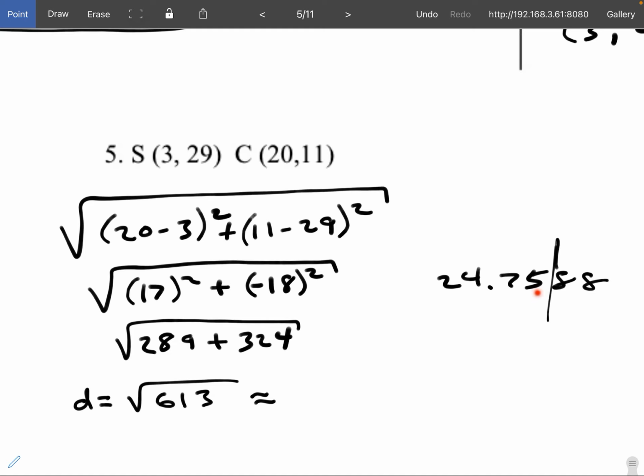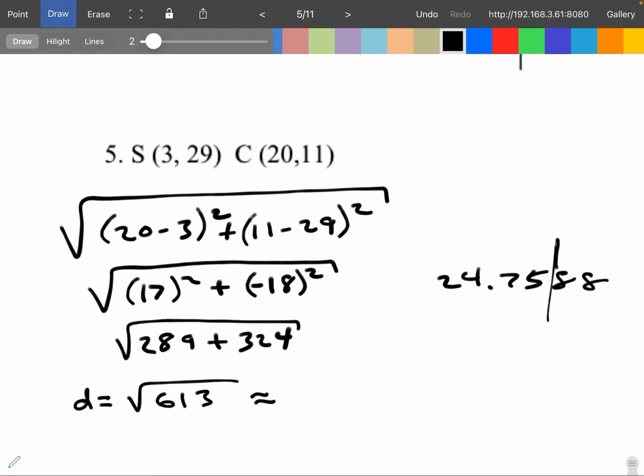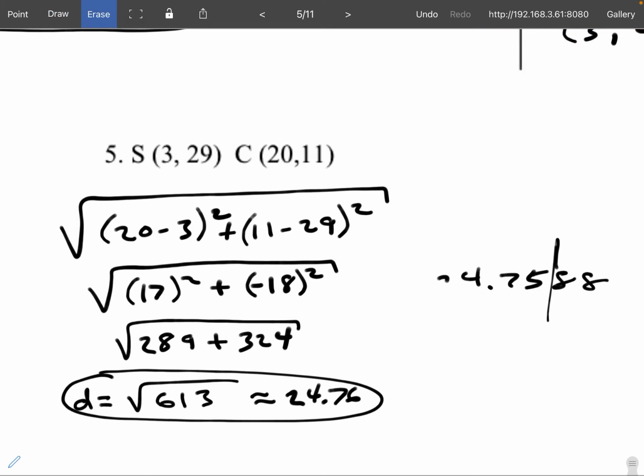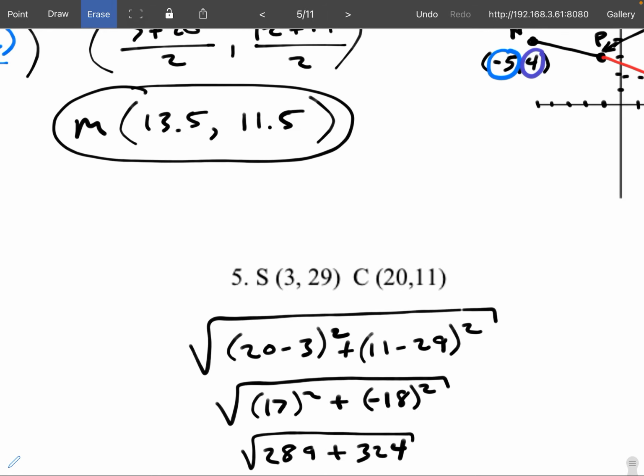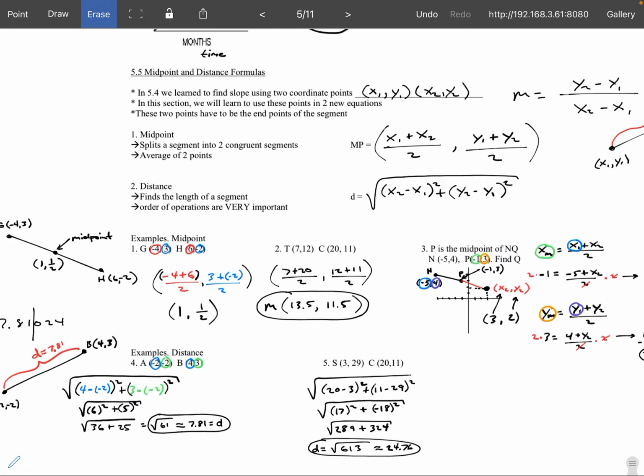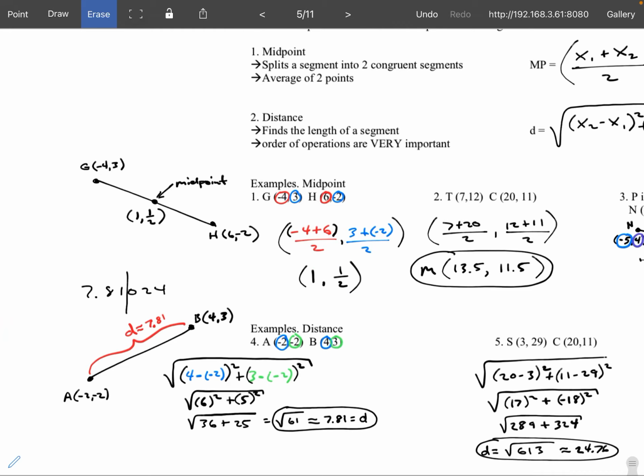So I'll double check this. Yeah, so I got like 24, what do I got? 0.7588. So we're going to cut it off right there. So this digit right here is an 8. So what do I do with that 5? Turn it into a 6. Yeah, if I'm going to round off, if this number right here is 5 or larger, then I round this number up. So 24.76. So this is approximately 24.76.